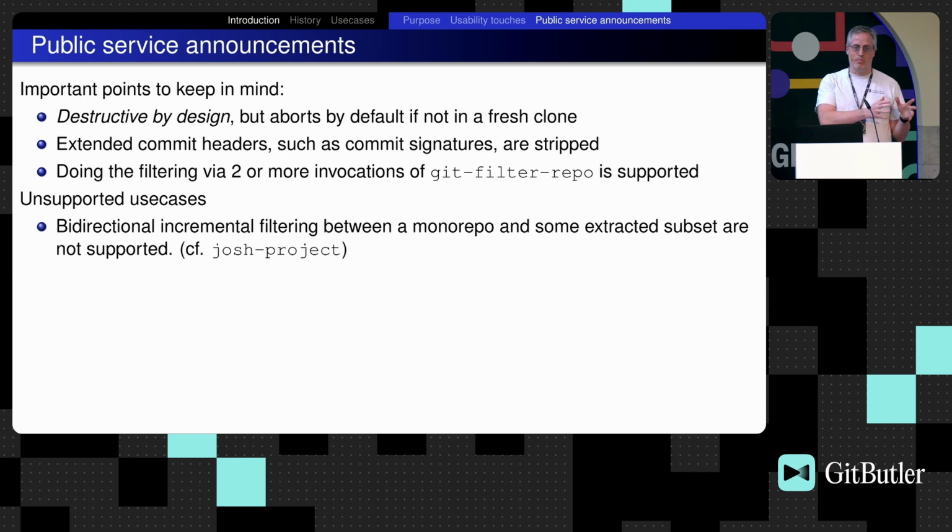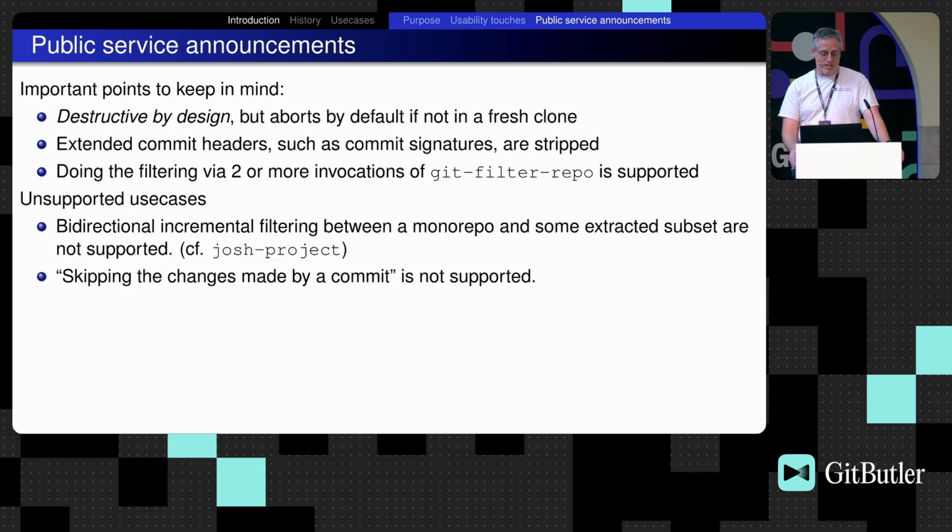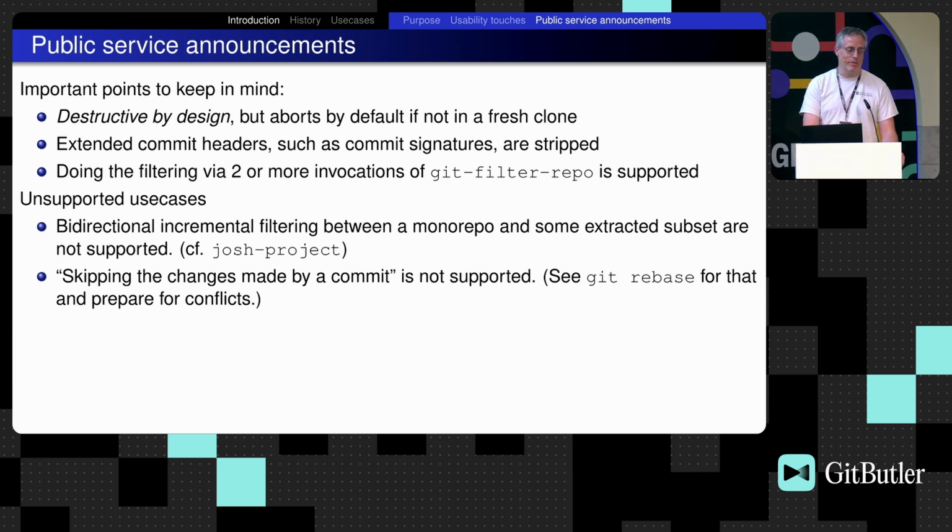They have a much more limited set of what you're allowed to do in terms of rewriting, because they're focused really strongly on this bidirectional incremental development between the two versions. Whereas git-filter-repo focuses on trying to make it as flexible as possible for the kinds of rewrites that you can do. Another is skipping the changes made by one specific commit, which isn't supported. If you want to do something like that, that's really a rebase-like operation. And if you're going to do that, when you skip the changes to a commit, you might run into conflicts, so you're going to have to be prepared for that.